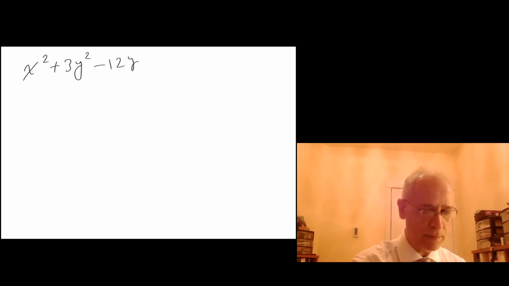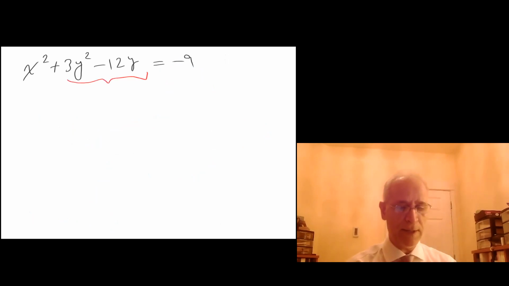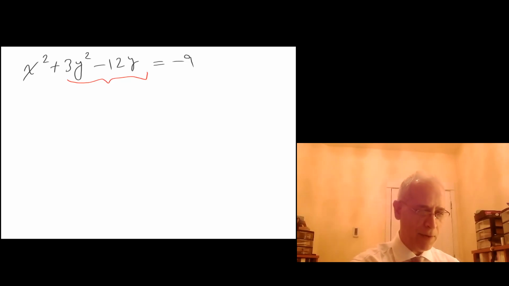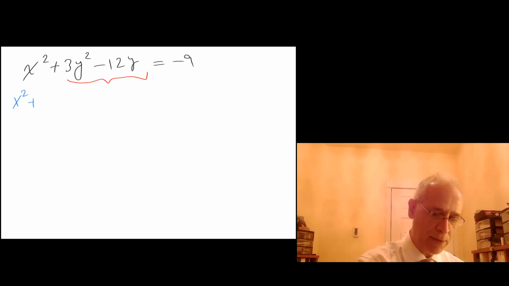So suppose I have, say, x squared plus 3y squared minus 12y equals -9. Well, the only thing that I have to complete the square on here is the y, because x is already squared. So I'm going to write here x squared plus 3, let me factor the 3 out, y squared minus 4y equals -9.